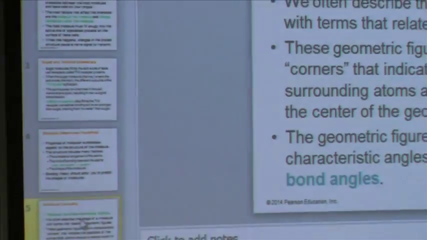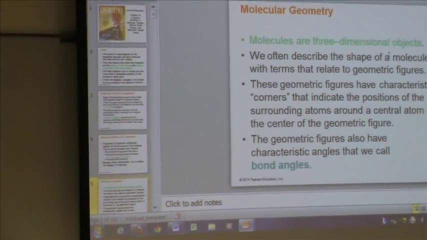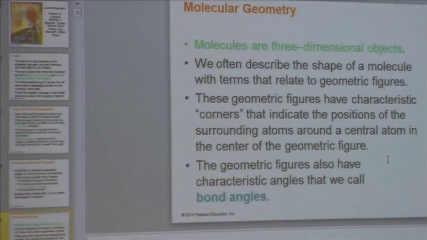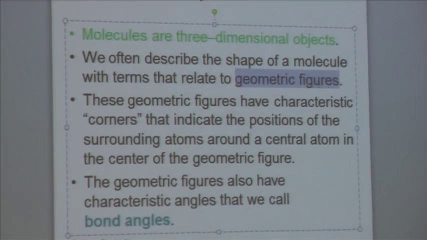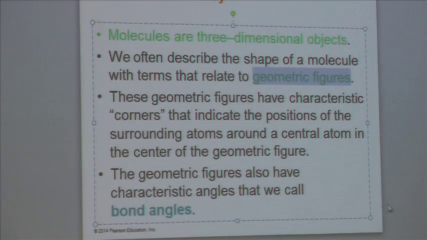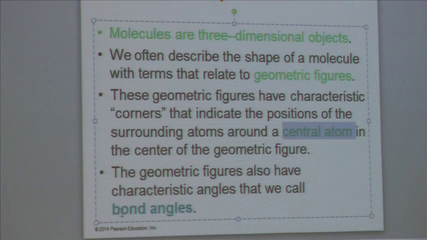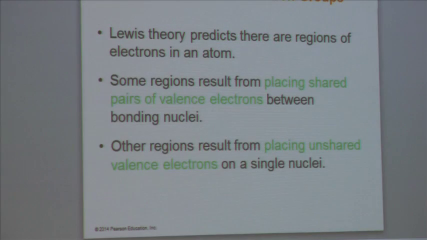Chapter 10, Chemical Bonding, Part 2, where we predict the molecular shapes and the geometry using valence bond theory and molecular orbital theory. The molecular geometry of molecules is three-dimensional, and so we describe them in terms of geometric figures. These figures have a characteristic corner where you have a central atom and have characteristic angles called bond angles.